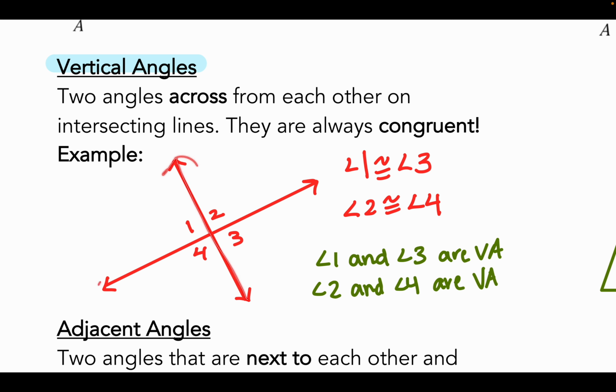So just have two lines that intersect. The angles that are across from each other, or vertical from each other, are always congruent. So in this case, angle 1 and angle 3 are congruent because angle 1 and angle 3 are vertical angles. Angle 2 and angle 4 are congruent because angle 2 and angle 4 are vertical angles.